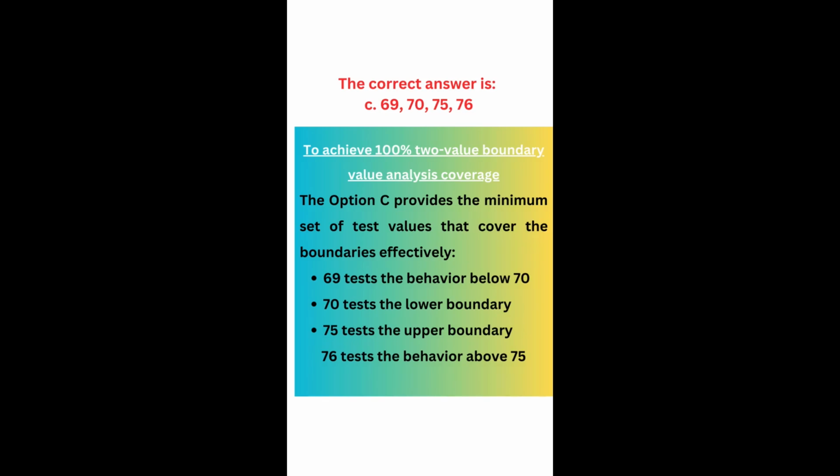The correct answer is option C. To achieve 100% two-value boundary value analysis coverage, option C provides the minimum set of test values that cover the boundaries effectively. So, 69 tests the behavior below 70. 70 tests the lower boundary. 75 tests the upper boundary. 76 tests the behavior above 75. These values test the system's behavior at and around critical points.